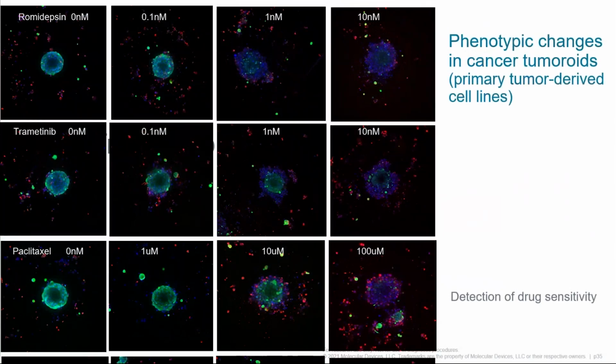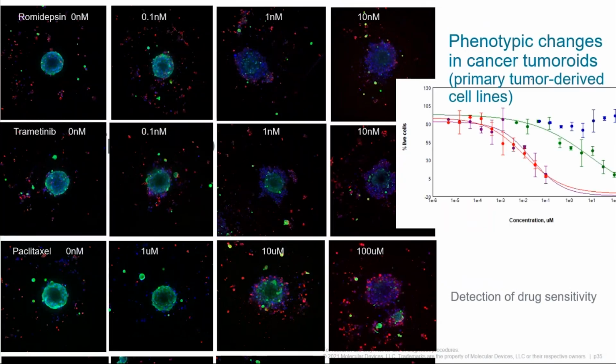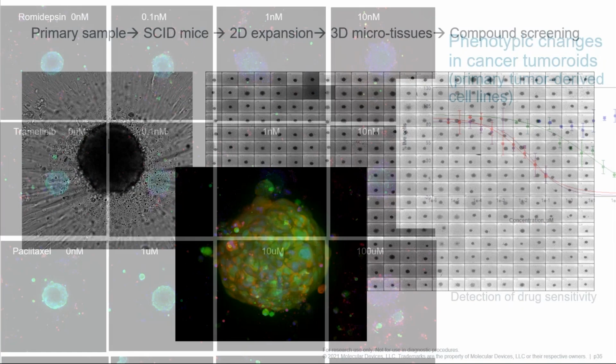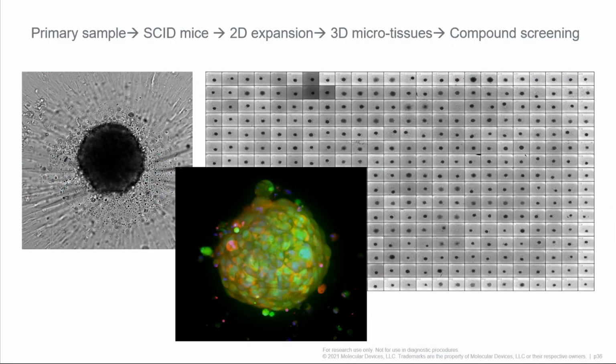By using high content imaging, you can see the effect of different anti-cancer drugs and characterize the effect and effective concentrations. So we ran a library of approved anti-cancer drugs using this cell line of patient-derived tumor.